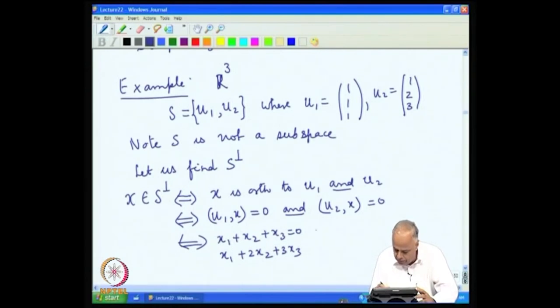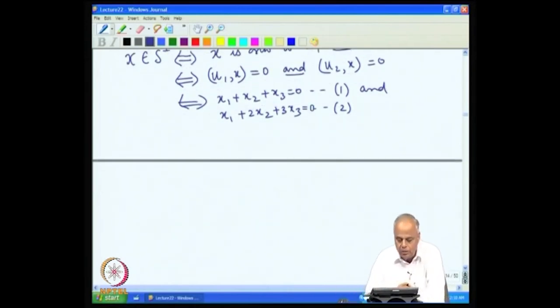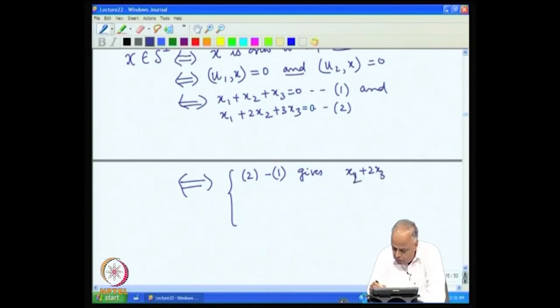Let us now call this equation 1 and this equation 2. So, x1, x2, x3 must be such that both these equations are satisfied. Therefore, a vector x qualifies to be in S perp if and only if its components x1, x2, x3 satisfy these conditions. Now, there are two equations for these three coordinates, and therefore, we can eliminate two of these variables. So, what does this tell? If we now subtract the first equation from the second equation, we get x2 plus 2x3 is 0, or x2 is equal to minus 2x3.